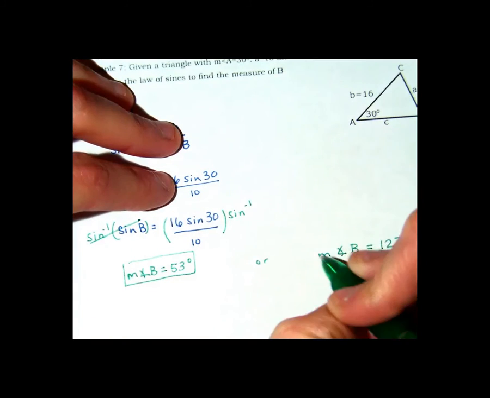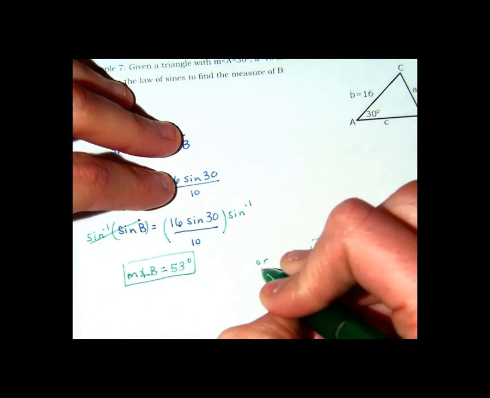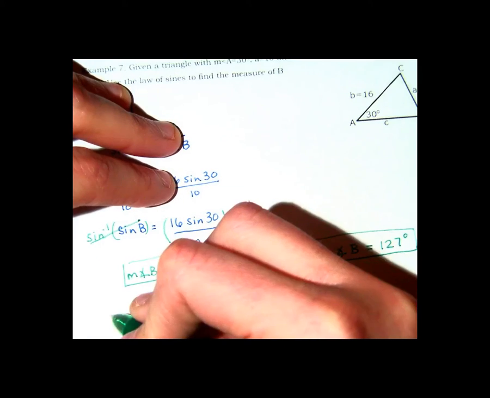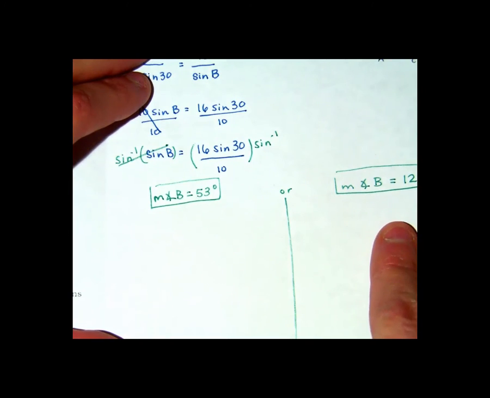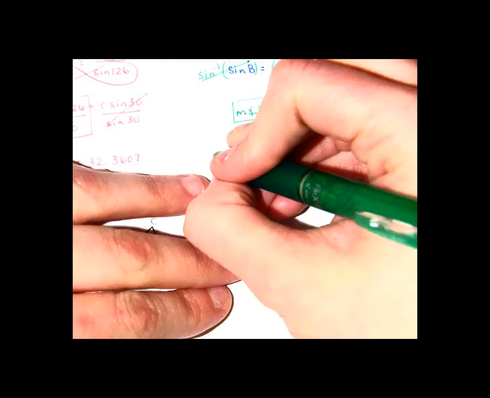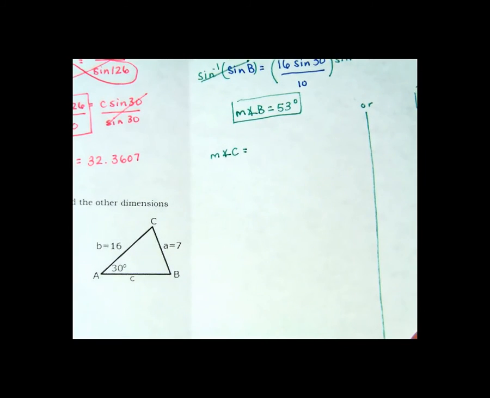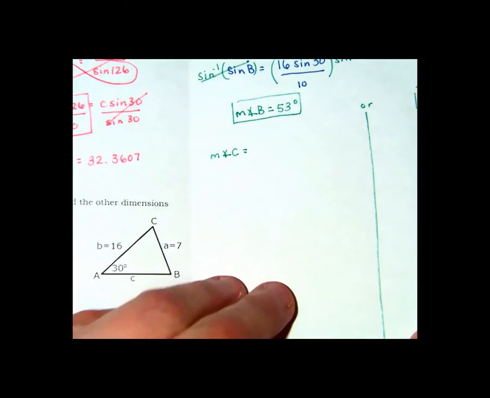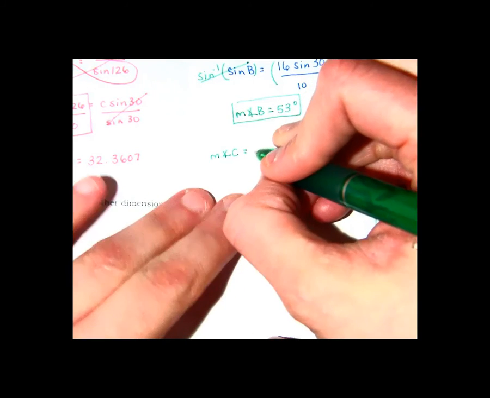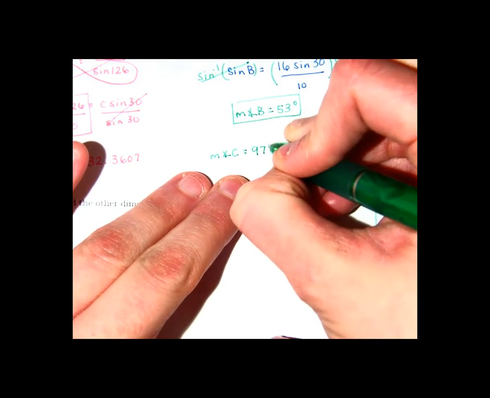Here's what I mean by that. We are going to have to find the measure of angle C with this, the measure of angle C with this, the missing side length with this, and this. We're going to focus on this one first. Measure of angle C is just 53 plus 30, and then subtract that from 180. 53 plus 30 is 83, minus 180 leaves 97.